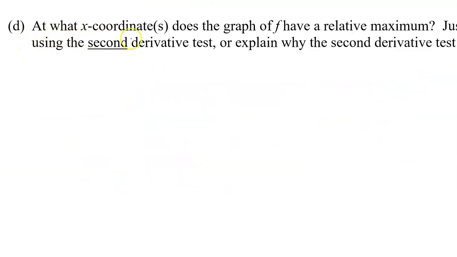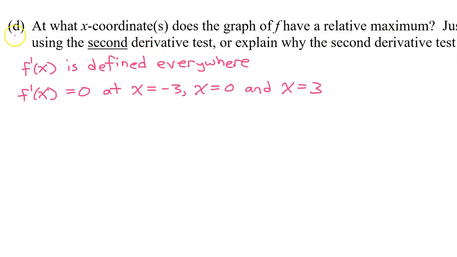In part D, we are again being asked to find the x-coordinates where the graph of f has a relative maximum. However, this time we are to use the second derivative test. To perform the second derivative test, we first find the critical numbers where f prime is either undefined or equal to 0. But f prime is defined everywhere because it is a polynomial. And we found previously that f prime is equal to 0 at x equals -3, 0, and +3. So these are the critical numbers.